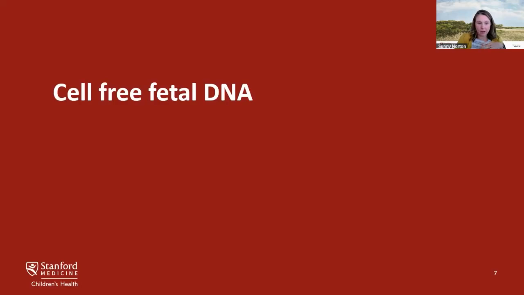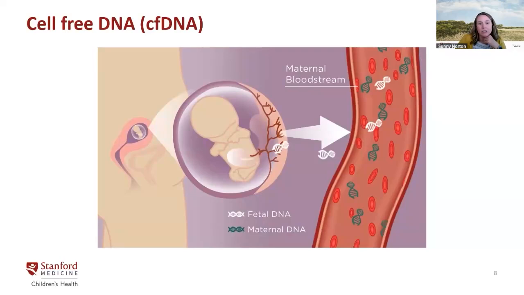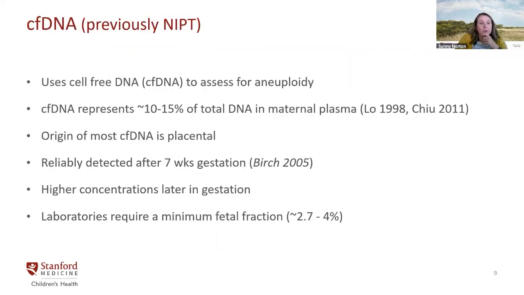So I'm going to focus this section of the talk on cell-free DNA. And essentially with cell-free DNA, what we explain to patients is that we are analyzing DNA from the placenta that has been absorbed into the maternal bloodstream. It's called cell-free DNA from cells that have lysed open, and the DNA is free floating. Cell-free fetal DNA represents about 10 to 15% of the total DNA in the maternal plasma. And most of that is placental. Typically, DNA in the placenta and the fetus are the same, but not always.